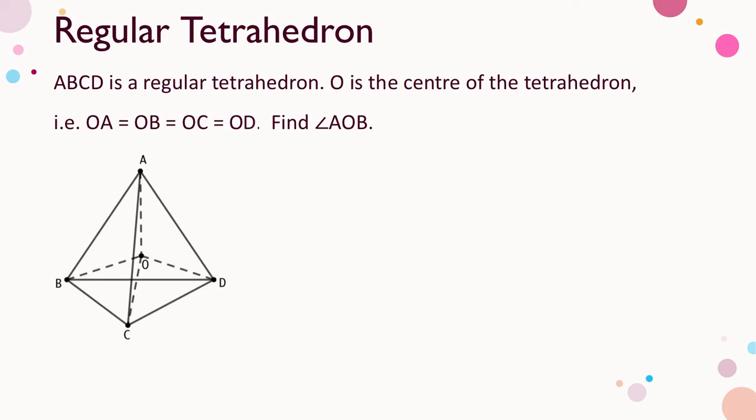This principle can be applied not only to plane figures, but also to 3D solids. Let me use a regular tetrahedron for illustration. Here, O is the center of the tetrahedron. That is, O is equidistant from all vertices. As the tetrahedron is regular, O is also the center of mass of the figure. Find angle AOB. Again, it is good for you to pause the video and find the angle with your knowledge of trigonometry first.